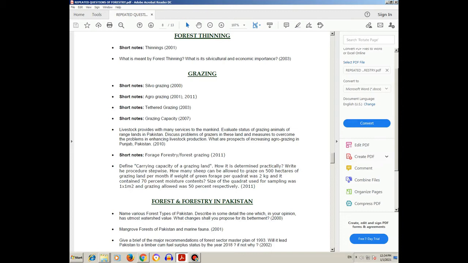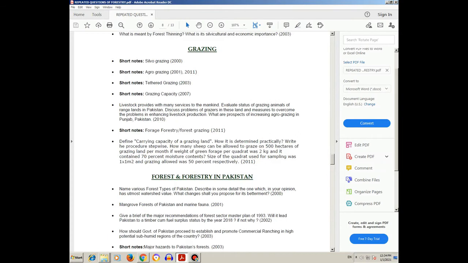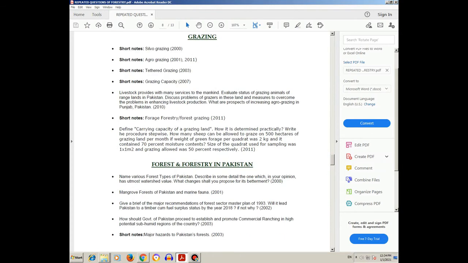2011 Define carrying capacity of a grazing land. How is it determined practically? Write your procedure stepwise. How many sheep can be allowed to graze on 500 hectares of grazing land if the weight of green forage per quadrat was 2 kg and it contained 70% moisture content? The size of the quadrat used for sampling was 1 by 1 square meter and grazing allowed was 50% respectively.